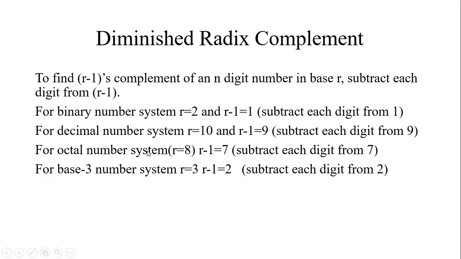For octal number system, r is equal to 8 and r minus 1 equal to 7. So subtract each digit from 7 to compute 7's complement in octal number system. For base 3 number system, the radix is 3, r minus 1 is 2, so the diminished radix complement is 2's complement. To compute 2's complement in base 3 number system, subtract each digit from 2.